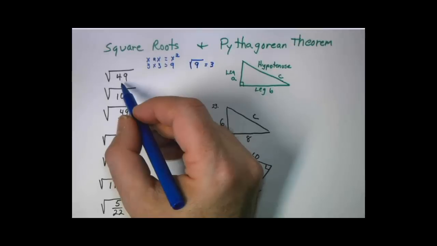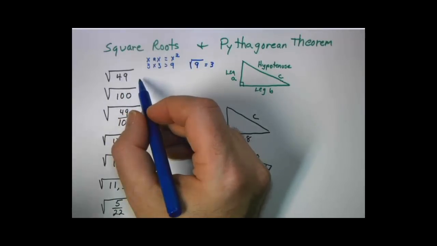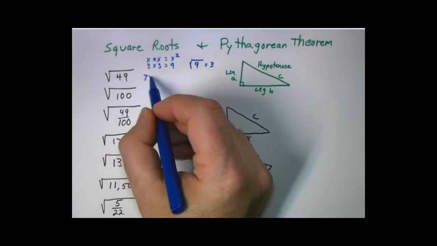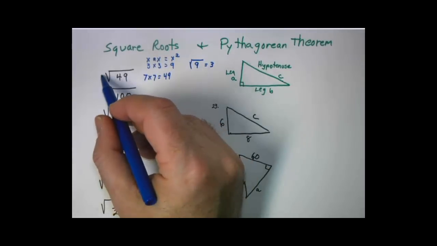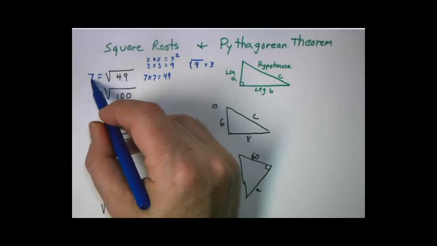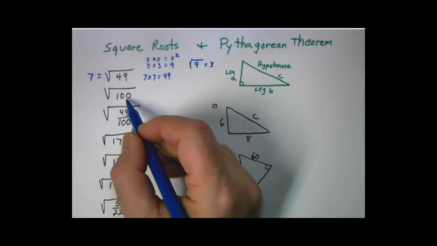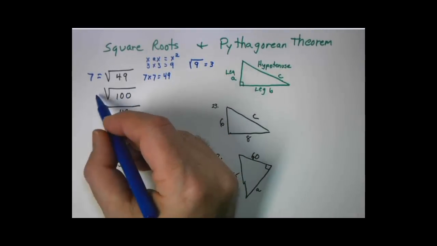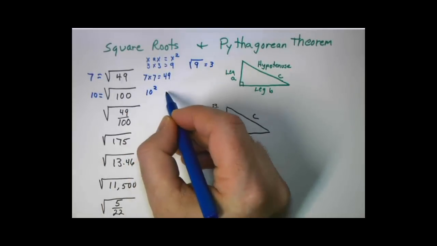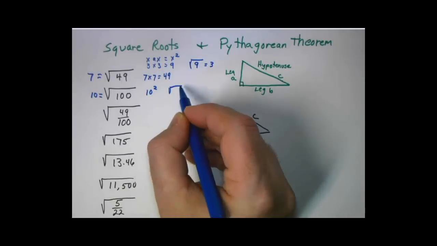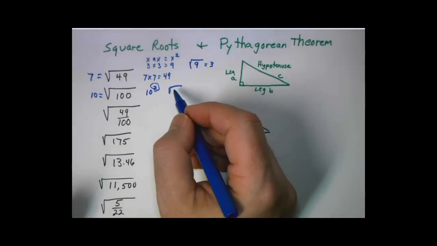Like in the example of 49, what times what is 49? It has to be the same number. Well, 7 times 7 equals 49. Therefore, the square root of 49 is 7. So what times what is 100? It has to be the same thing. 10, correct? All right, so squares and square roots are opposites, opposite properties.